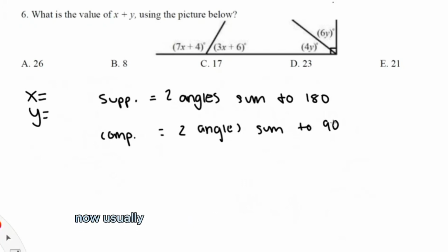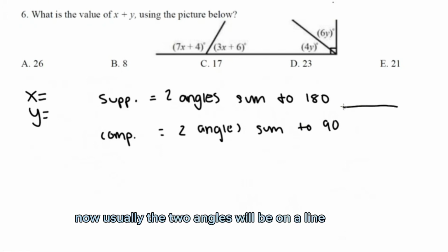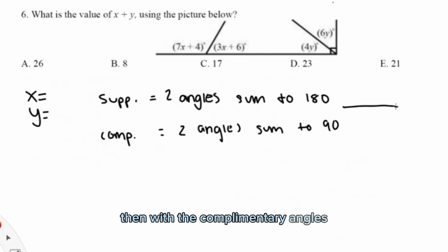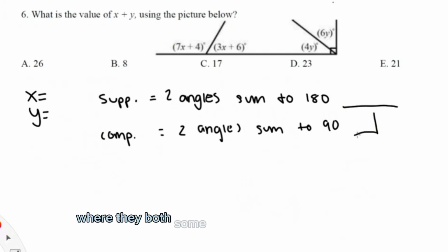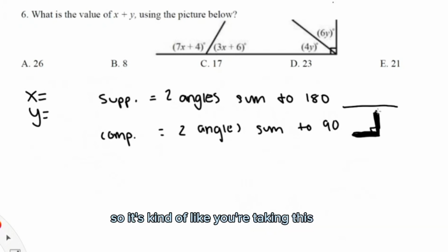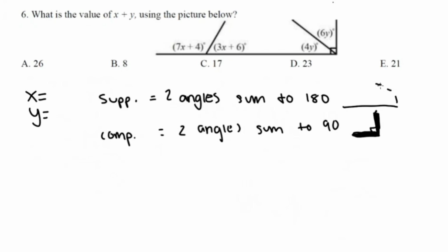Now usually the two supplementary angles will be on a line like this, because when you put them together, it'll form 180 degrees, which is a straight line. Then the complementary angles are going to look something like this, where they both sum to make a big angle like this, kind of like an L shape. The reason is that 90 degrees is 1/2 of a perfectly straight line, so it's like you're taking this line and folding it over.